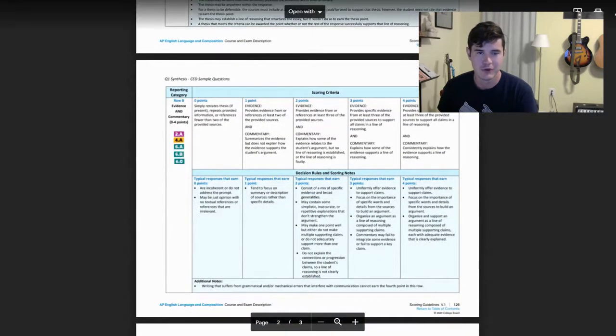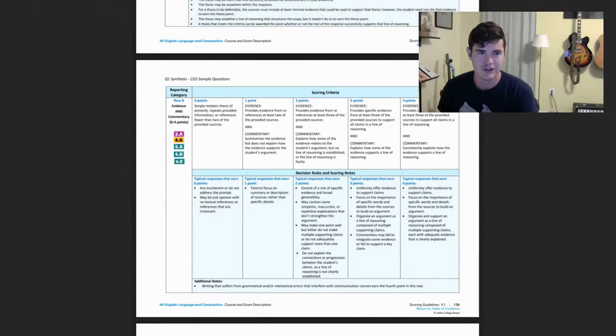Then you can get up to 4 points for your evidence and commentary. And they define it as providing specific evidence from at least 3 of the provided sources to support all claims in a line of reasoning, and consistently explaining how the evidence supports a line of reasoning, uniformly offering evidence to support claims, focusing on the importance of specific words and details from the sources to build an argument, organizing and supporting an argument as a line of reasoning composed of multiple supporting claims, each with adequate evidence that is clearly explained. They want to see at least 3 of the sources from the packet used to support your stance.